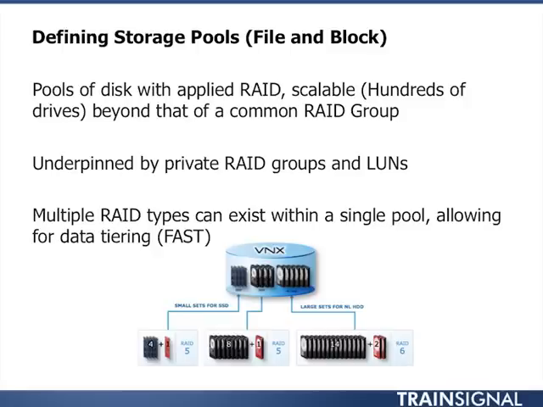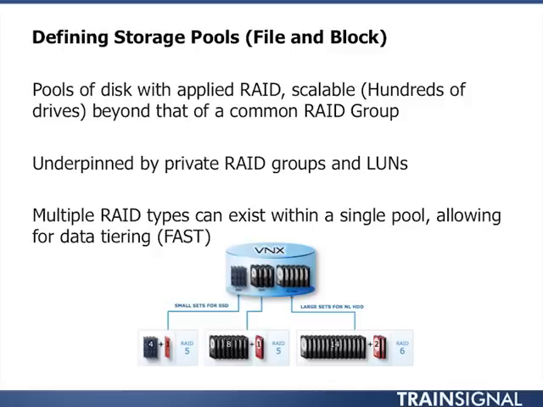Now, there are what are called private RAID groups and LUNs that really underpin these storage pools themselves. For instance, if you had a 10-disk storage pool, you would have two private RAID groups. If this is a RAID 5 storage pool, you'd have two private RAID groups, two 4+1s. That's commonly how a RAID 5 RAID group is referred to, as a 4+1.